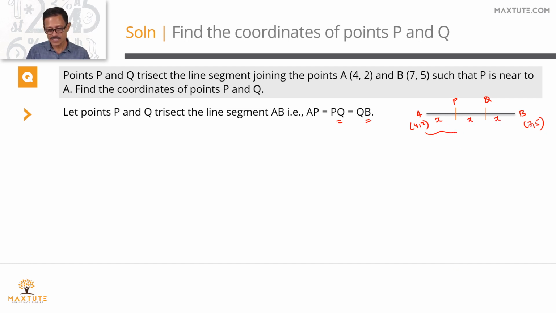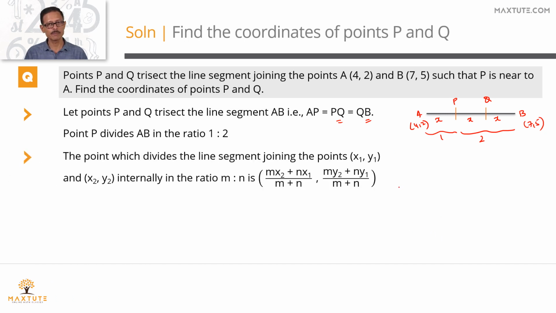Now look at it. AP is equal to x. PB is equal to 2x. So P divides AB in the ratio of 1 is to 2. Now that we know in what ratio P divides it, and we know the coordinates of points A and B, using the section formula we can find out the coordinates of point P: (mx2 plus nx1) divided by (m plus n), (my2 plus ny1) divided by (m plus n). What's the ratio in which it's dividing? It's dividing it in the ratio of 1 is to 2.